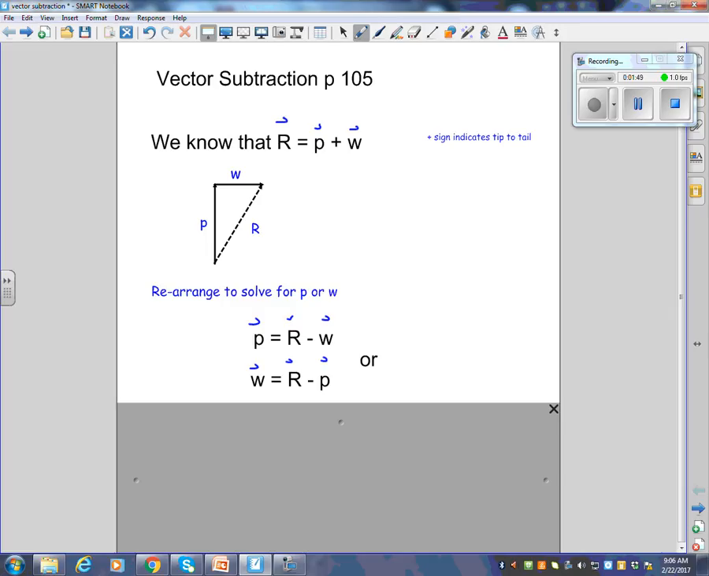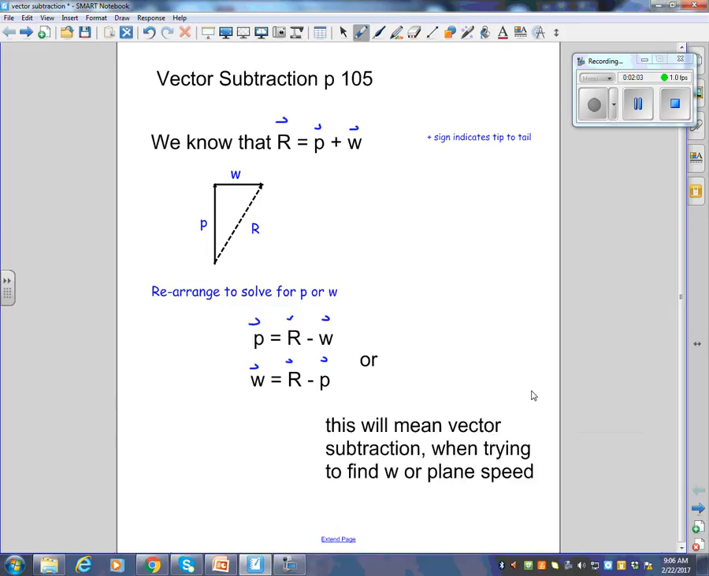So the plane velocity is the resultant velocity minus the wind velocity. I say speed, but I mean velocity. The wind velocity is the resultant velocity minus the plane velocity. So now we're not talking addition anymore, we're talking subtraction. This means vector subtraction when you're trying to find the wind or the plane velocity, or the boat or the current, or one of the components of the situation. When you're trying to find one of them and not the resultant, then we're looking at vector subtraction.